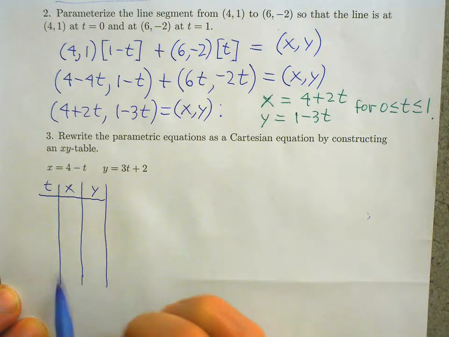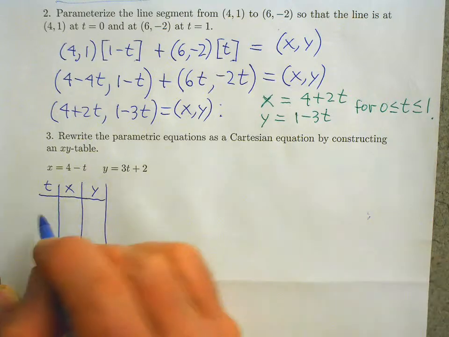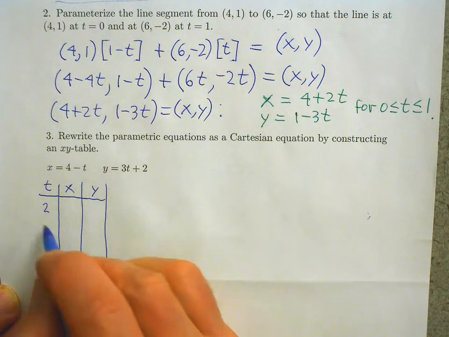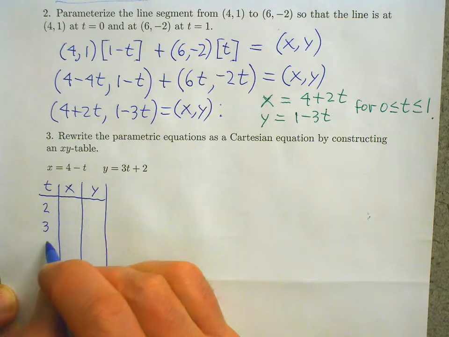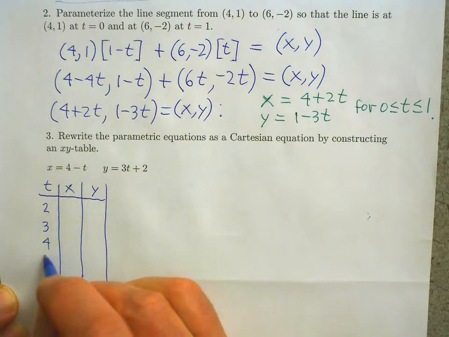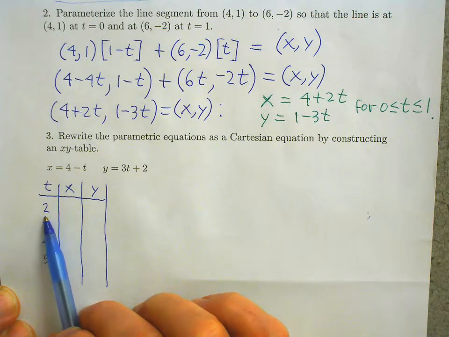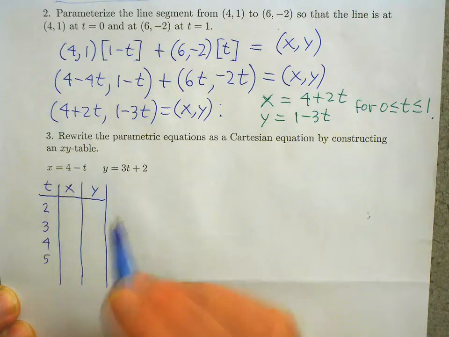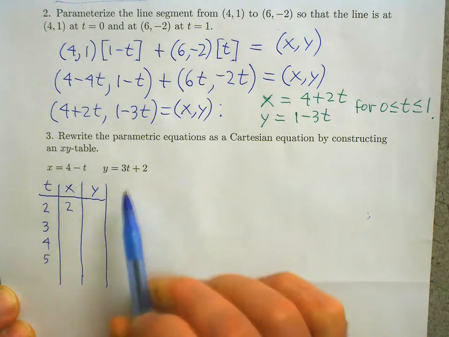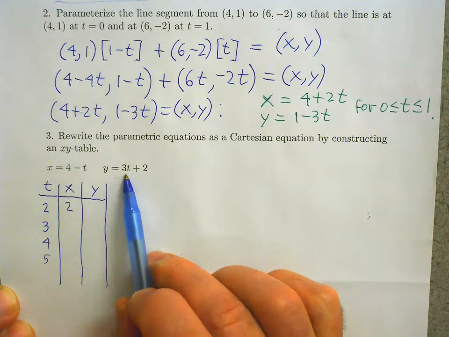So I could pick t to be anything I want, but I'm going to start with t equals 2 and then increase t values. I think those 4 t values are good enough to start with. So when t is 2, x is 4 minus 2 or 2, and y is 3 times 2, which is 6. 6 plus 2 is 8.